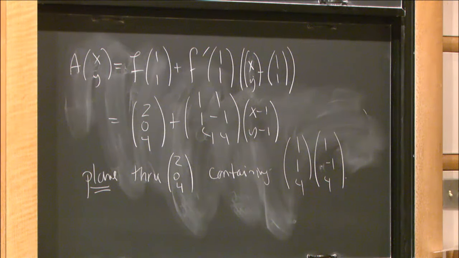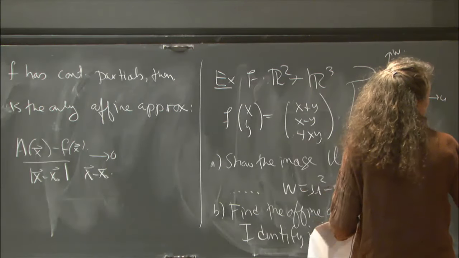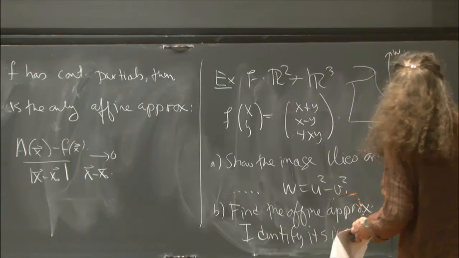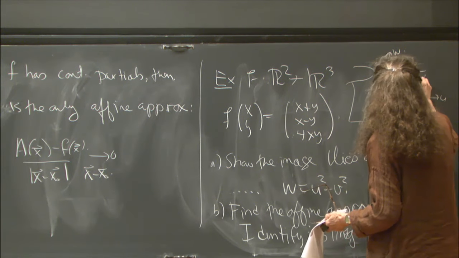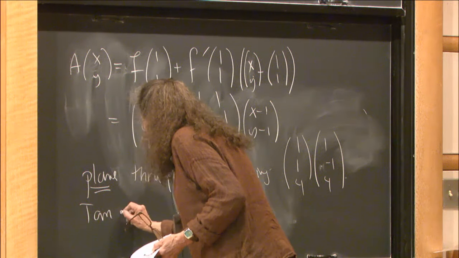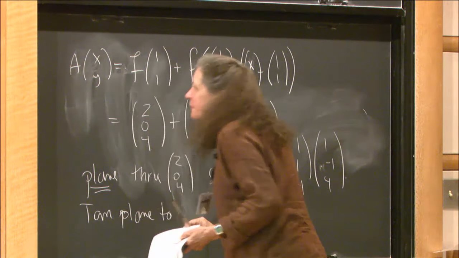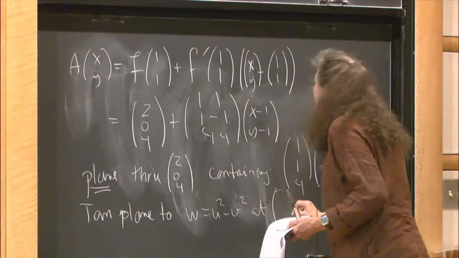And what plane do you suppose that is? This is a surface, right? And the point 2, 0, 4 is a point on the surface. I heard somebody say tangent. It's a tangent plane, right? This is the tangent plane. How can we check that this is the tangent plane to the surface W equals U squared minus V squared, at the point 2, 0, 4?